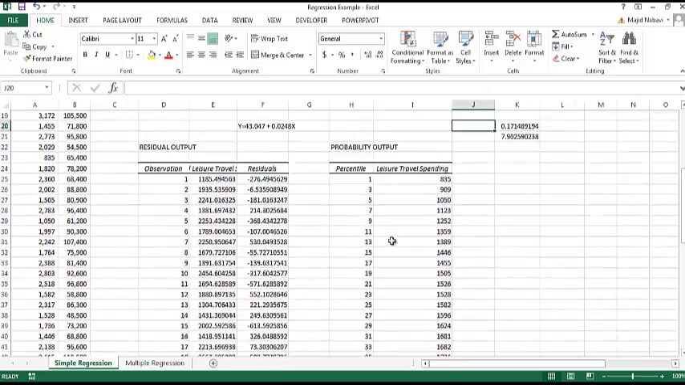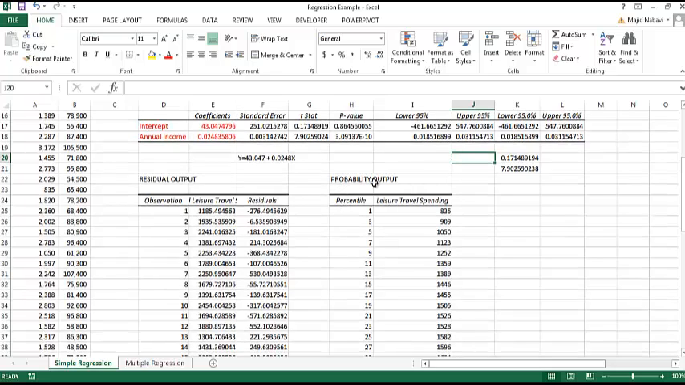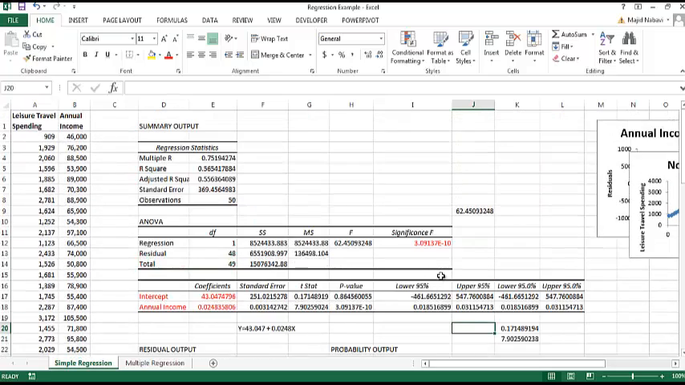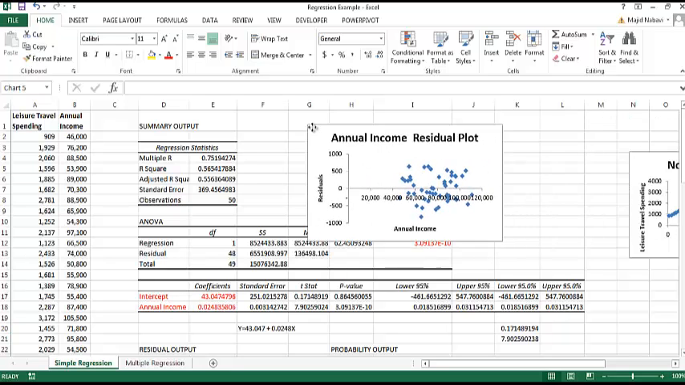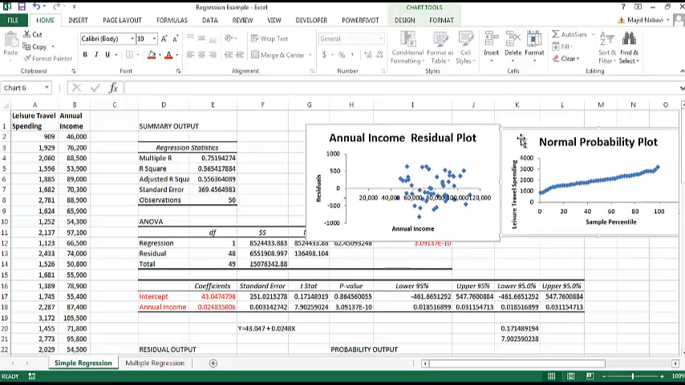We also have residuals calculated. These residuals and probability output are used for developing these two graphs. Residual plot. We can see the residuals, or errors of observations, plotted against the zero line. So that's the line of zero error, and the errors are scattered randomly around the zero line. If we see a random pattern, then our model is a good model.